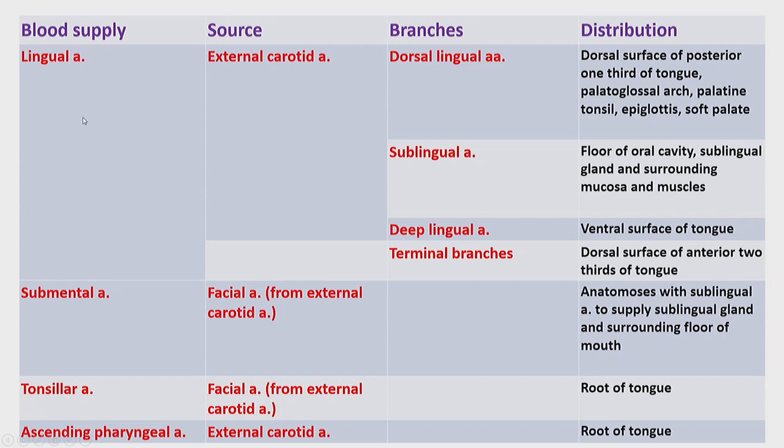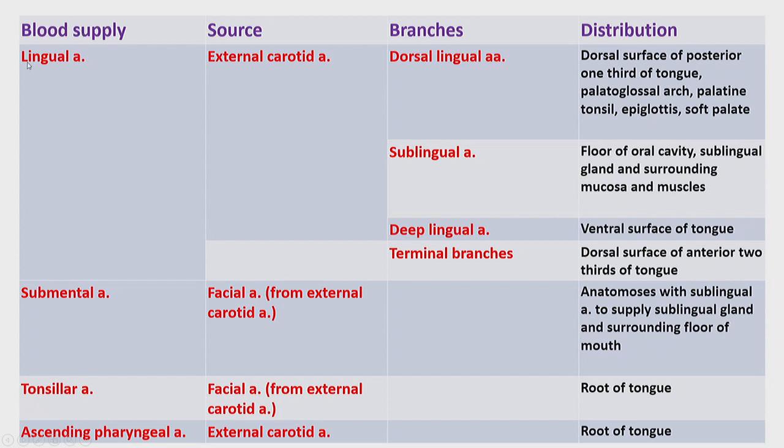So this is the main blood supply that we already mentioned, and here I have it as a table for you. The lingual artery is the main source, a branch of the external carotid artery, and itself it gives three branches: the dorsal lingual, in the dorsal aspect of the tongue; the sublingual, in the floor, in the region of the sublingual gland; and the deep lingual, which is supplying the ventral or inferior aspect of the tongue. It also has some terminal branches that enter the dorsal aspect of the tongue and supply the anterior two-thirds of the tongue.